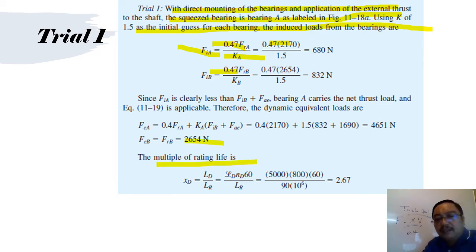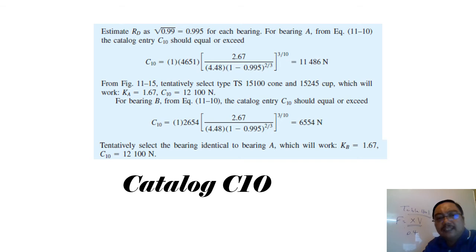The multiplied rating life is XD, rating life 2.67. Then estimate the RD. RD equals to this, 0. On reliability, the question says that reliability is 0.99, so it is 0.995 for each bearing. For bearing A, the catalog entry should be equal to or more than this.